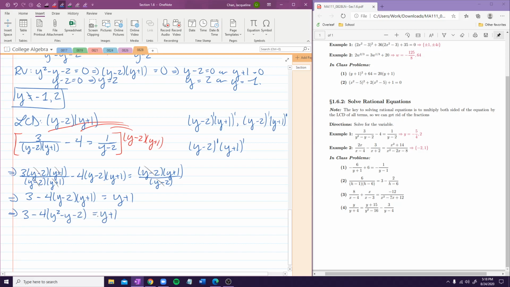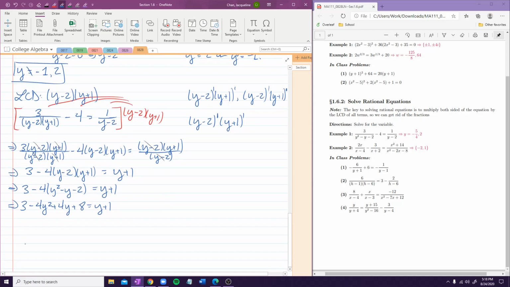I can do that because I mentally checked it before. If you didn't mentally check it, I'd still FOIL it. That's a great opportunity to check your work. And we're going to distribute this negative 4, and when I do that, I get negative 4y squared plus 4y plus 8 is equal to y plus 1. Let me combine like terms, so negative 4y squared plus 4y, and then 3 plus 8, that's 11.